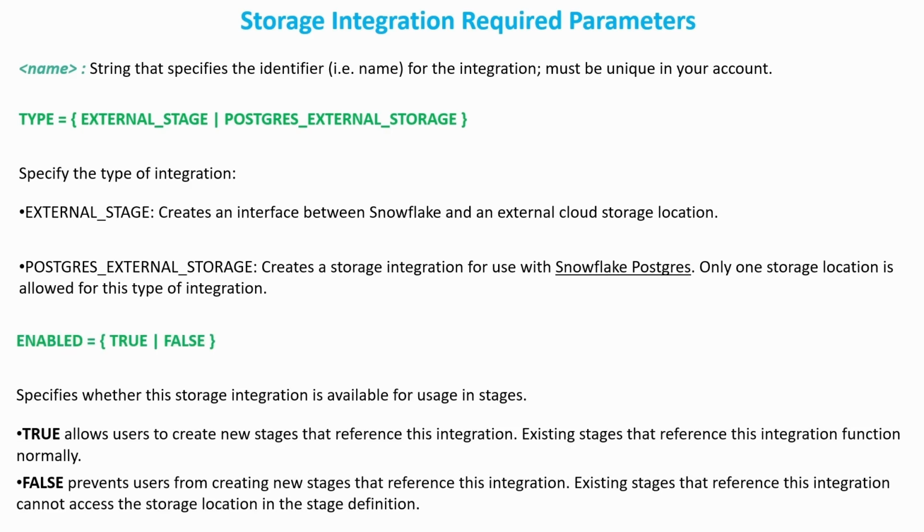Third is enabled equal to true. It specifies whether this storage integration is available for use in the stages or not. By default, it is true. True allows users to create new stages that reference their integration, and existing stages that reference this integration function very normally. If I mention false, it prevents users from creating new stages that reference this integration, and the existing stages that reference this integration cannot access any kind of storage integration in the storage definitions.